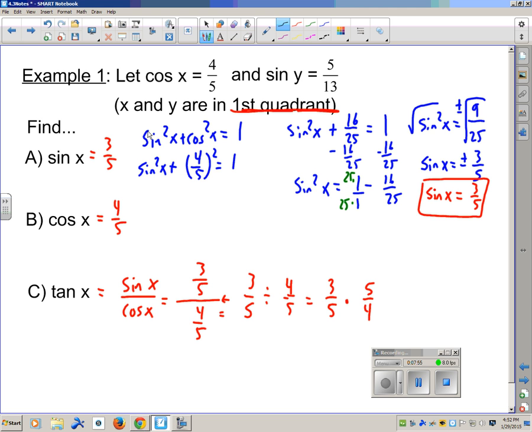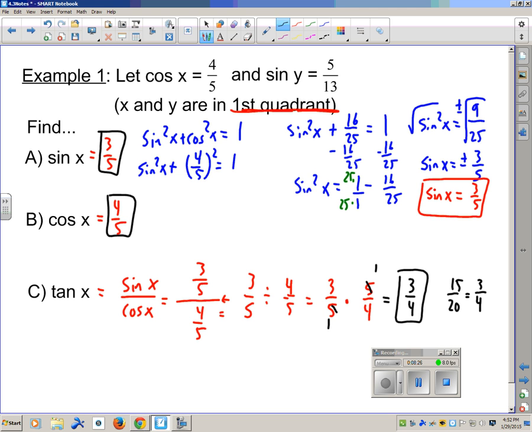So then here you can either multiply your numerators and multiply your denominators, or you can go ahead and reduce your answer down as you go. So if I reduce my answer down as I go, I'm going to cross these out. 5 goes into 5 once, 5 goes into 5 once, multiply straight across. I get 3/4. Or I could have written down 15/20 and then reduced that down: 5 goes into 15 three times, 5 goes into 20 four times. So however you want to do that, my tangent there is 3/4. So now I've got these three solutions.